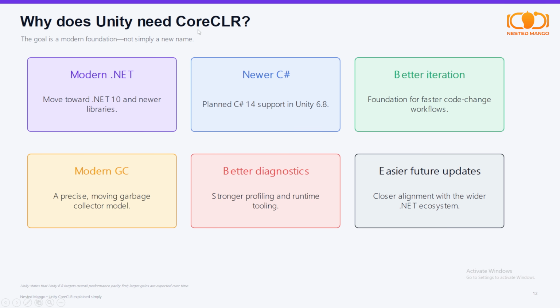Why does Unity need CoreCLR? Modern .NET, so we will be able to use the latest C# features, which they are planning to support in Unity 6.8 beta. It is a foundation for a faster code workflow. Modern GC, as I told you, garbage collection is very improved. Better diagnostics and easier future updates, because Unity is dependent on .NET, so it follows .NET.